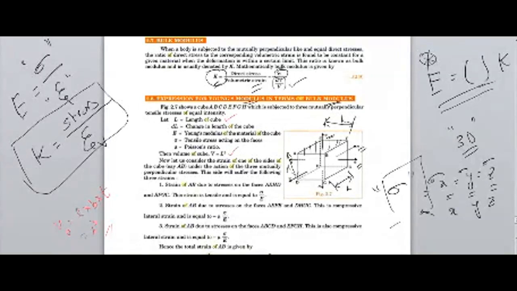Next, due to the external load applied on this cube, we are observing that delta L is the length change in the x-axis. Sigma is the stress applied along the x, along the y, and along the z axis, and mu is the Poisson ratio, and E is the Young's modulus of that material.